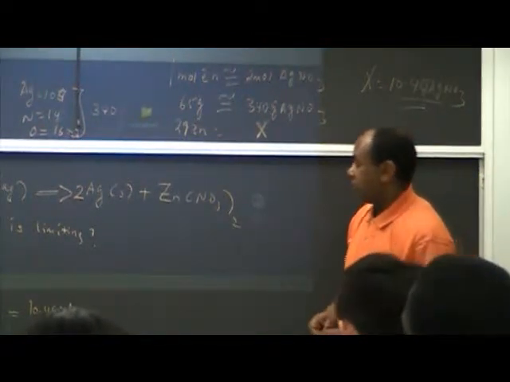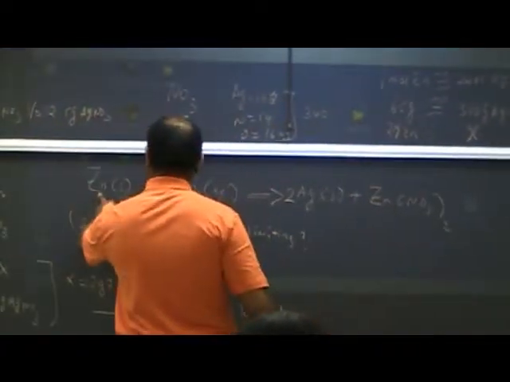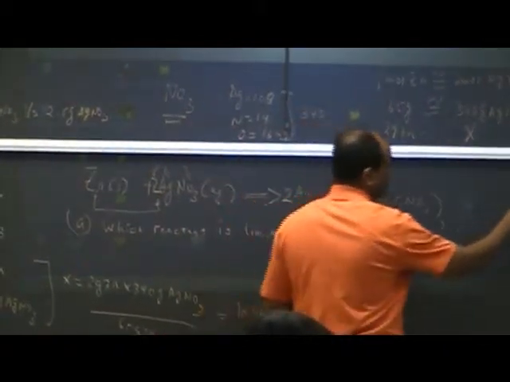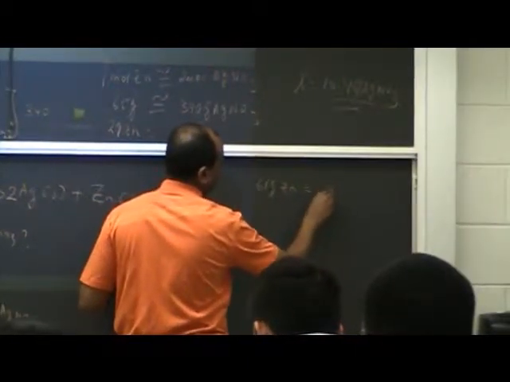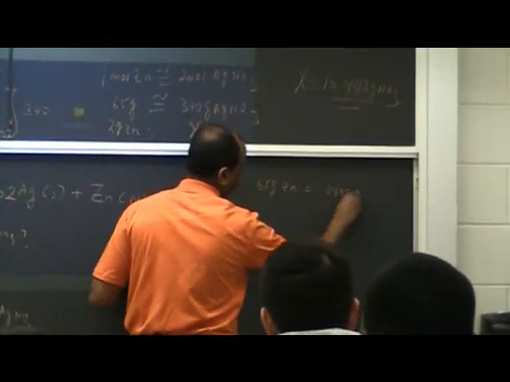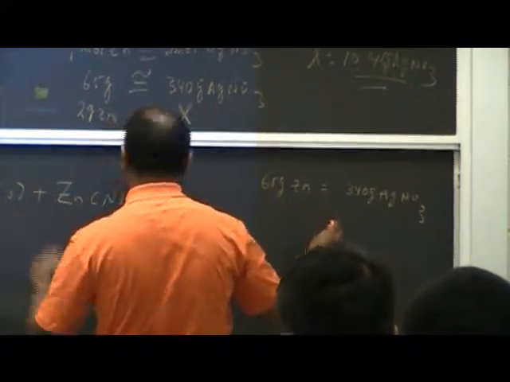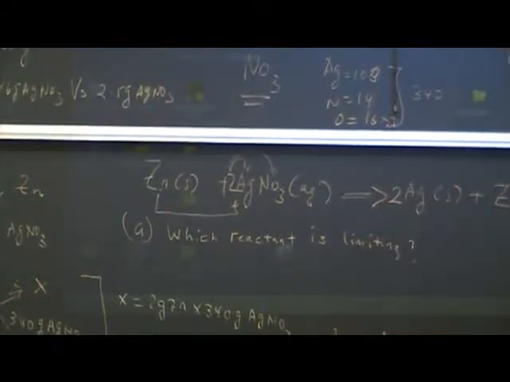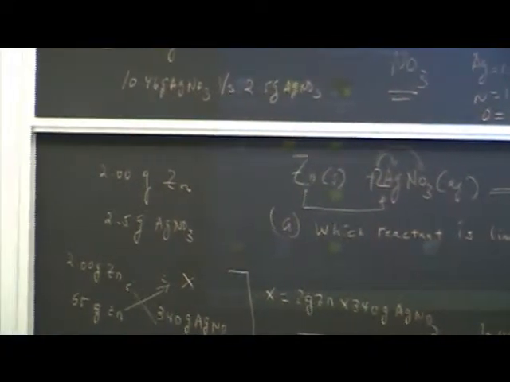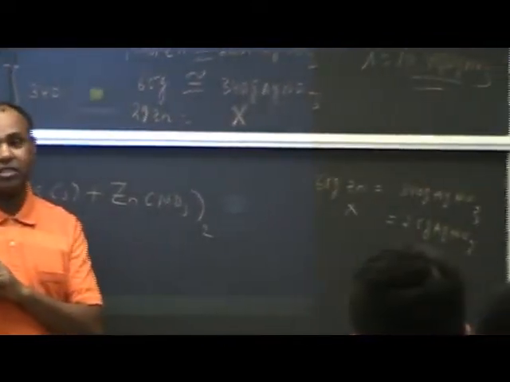Here is what I'm going to say. If I have 65 grams of zinc, how many grams of silver nitrate do I need? 340. Now, if I have 2.5 grams of silver nitrate, how many grams of zinc do I need? Now I'm doing the vice versa. Let's see the difference. We'll do the same thing.